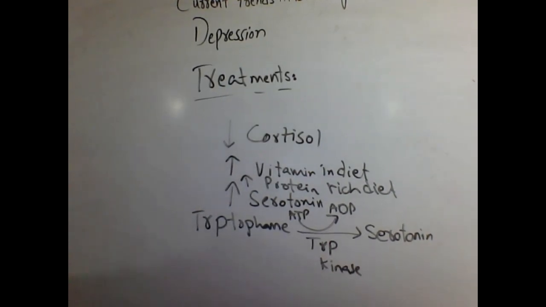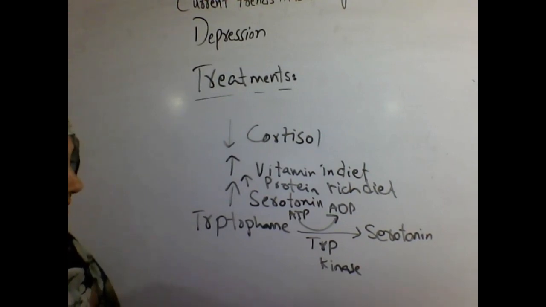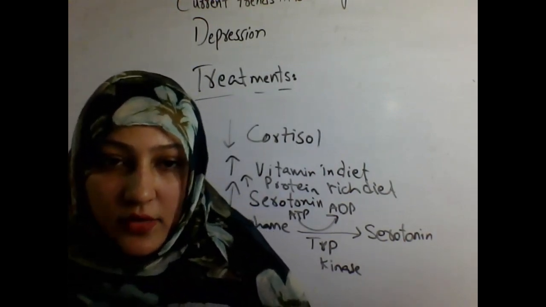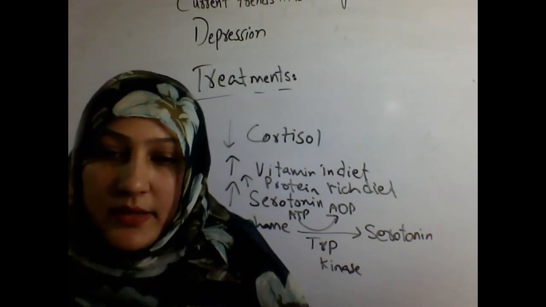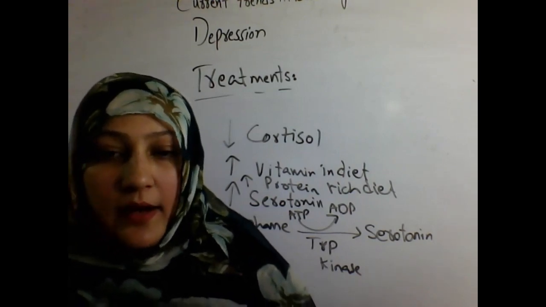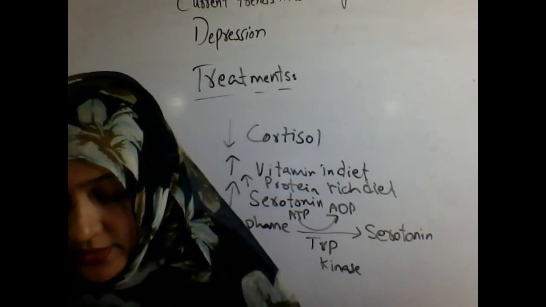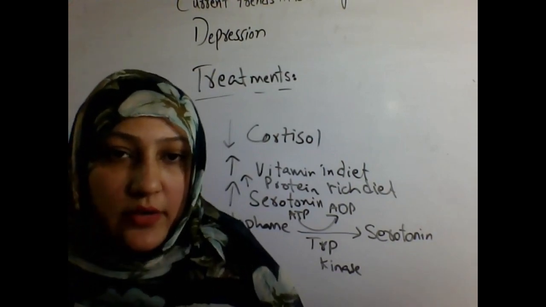Serotonin is the neurotransmitter which leads to lower production of cortisol, and the mood behavior of the patient is changed by this high level of serotonin present within the body. That's all about depression, the biochemistry behind these depression disorders.